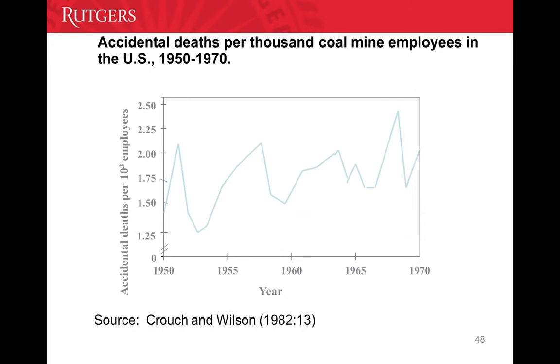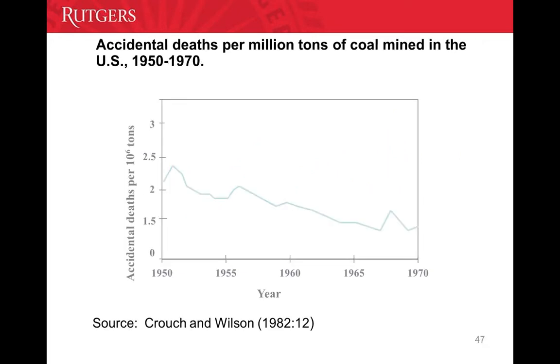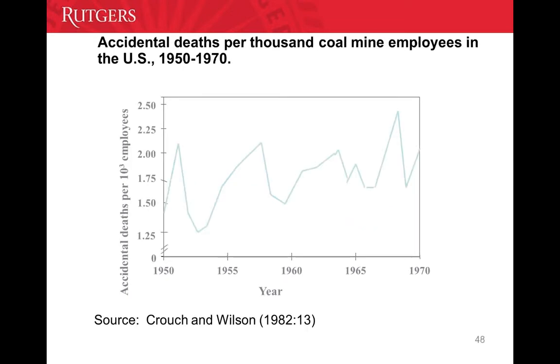We can declare success. Now, take that same data, and let's look at accidental deaths per 1,000 coal mine employees in that window, 1950 to 1970. So this is the deaths per 1,000 employees on the y-axis, and the x-axis, once again, is the year. And now you see this is jumping all over the place. And so it's much harder to make a statement about this particular phenomenon if you look at this one versus this one. And that's my point.